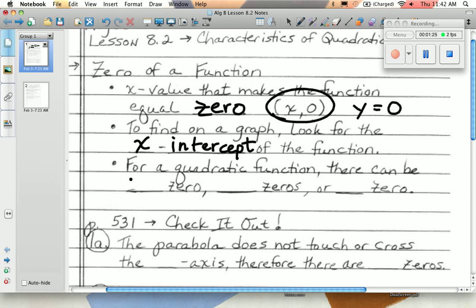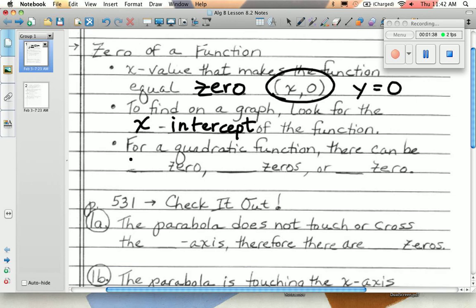Well, now we don't have a line, but instead we have a what? What's the shape of our graph for quadratic? A U. It's a U. So we're actually going to look for where the U crosses the x-axis. So we're going to look for the x-intercept of the function.